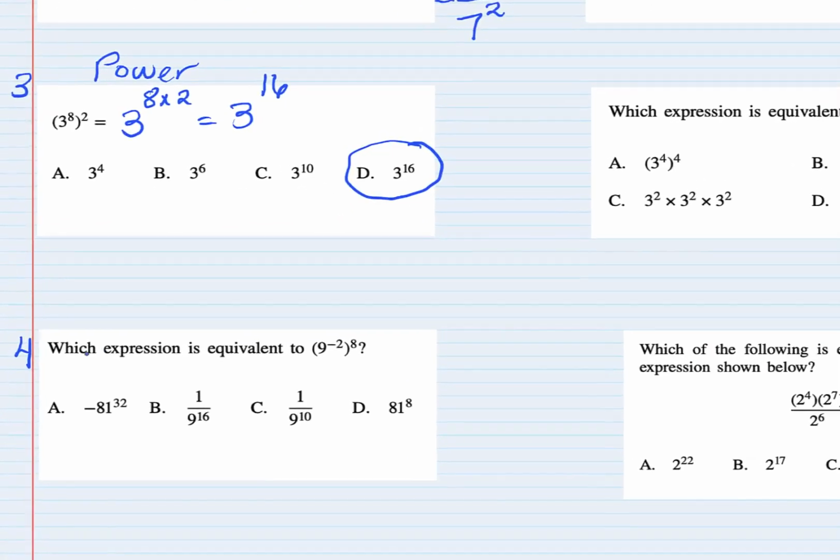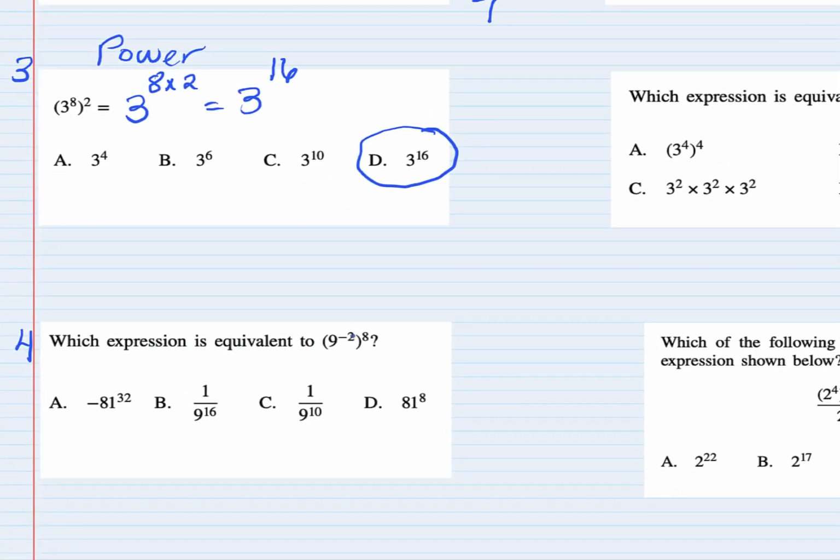Number 4, which expression is equivalent to 9 raised to the negative 2 and then raised to the 8th? So I know, again, this is my power rule. So I would keep my 9. I would multiply negative 2 times 8. Now, remember, when you're multiplying integers and the signs are different, your answer will be a negative, and 2 times 8 is 16. So I know my base has to be 9. So if you were on the test and you could not remember your answers, you will or should remember part of the rule, and your base must match. So I could get rid of A and I could get rid of D.